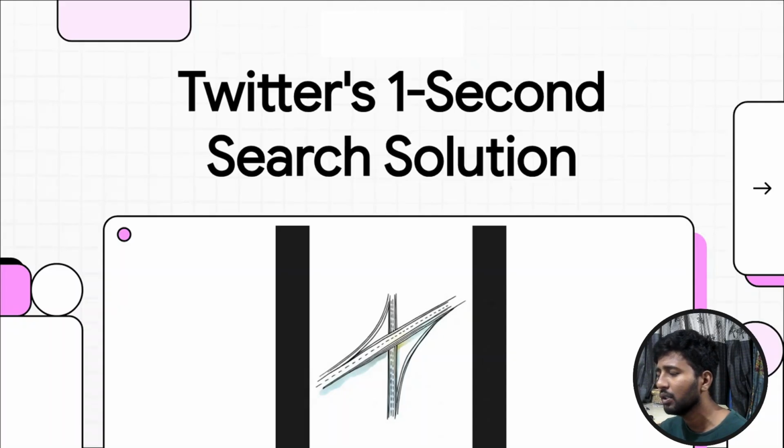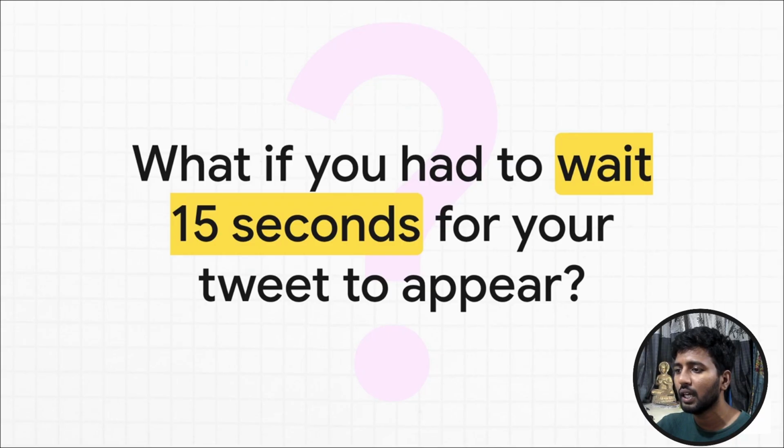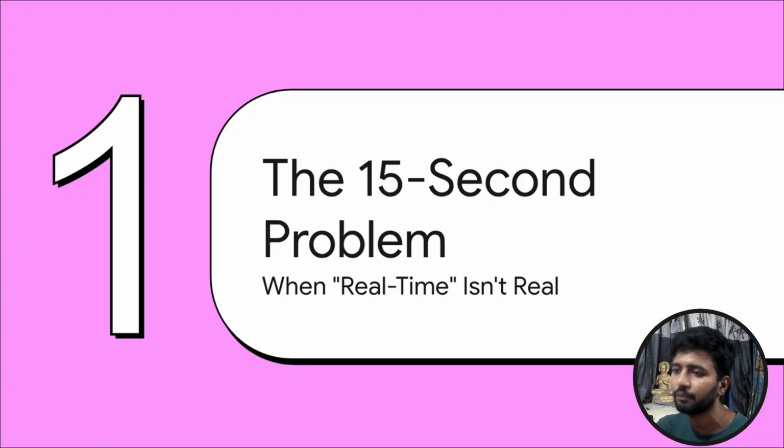Earlier, to display a tweet on your timeline, Twitter required 15 seconds. This was a huge delay, so Twitter had to solve this delay problem. That's the real problem: what if you have to wait for 15 seconds for your tweet to appear?